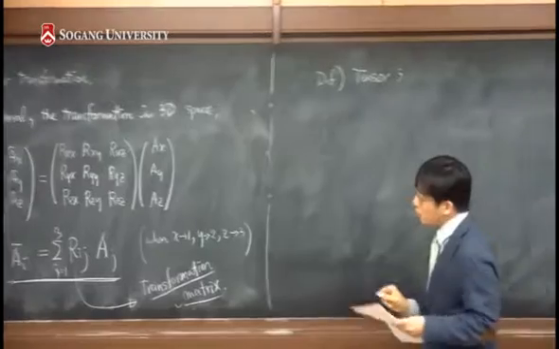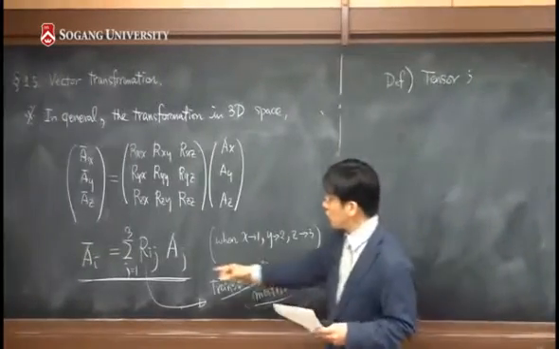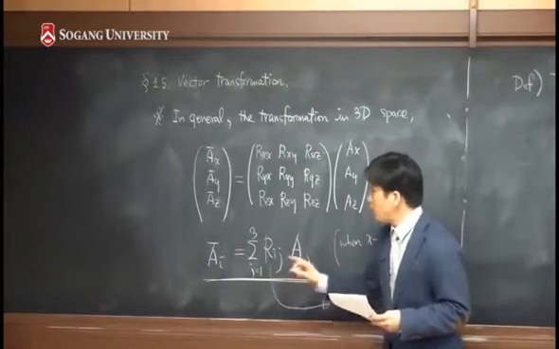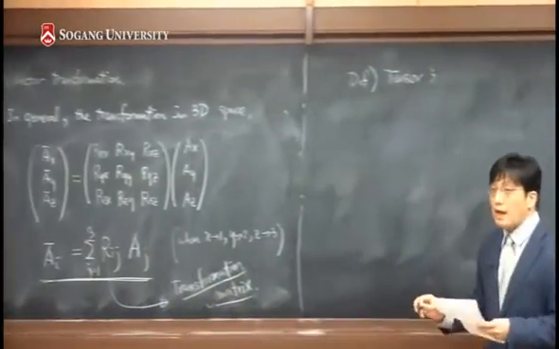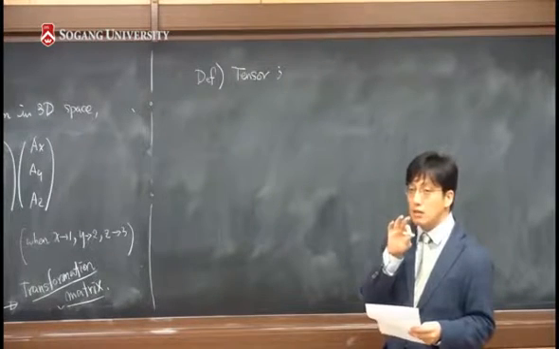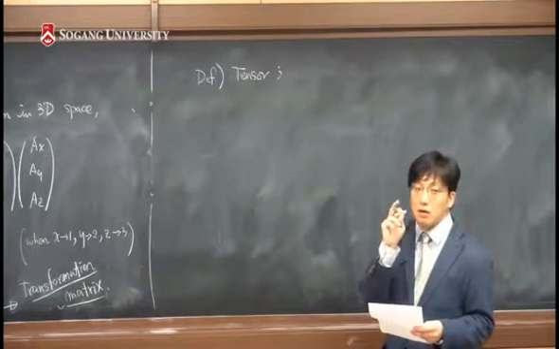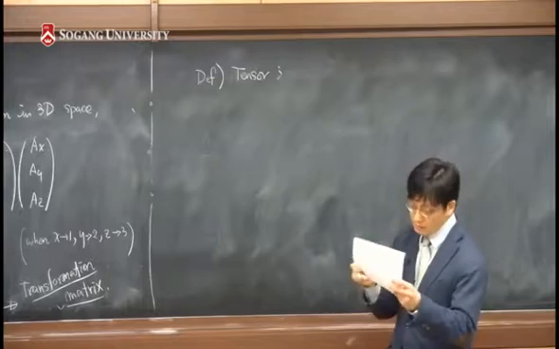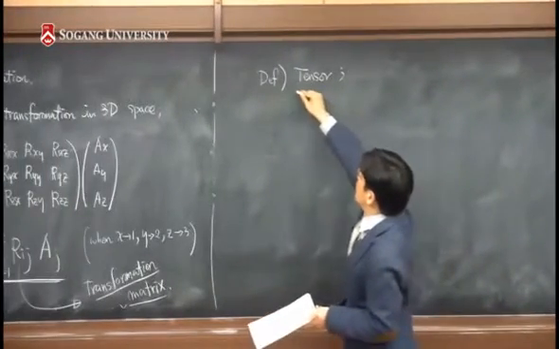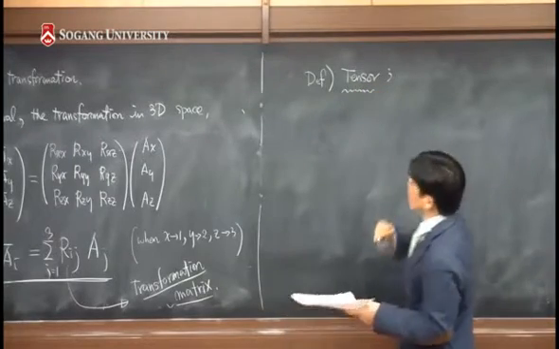Okay? So for the case of a transformation matrix in a three-dimensional space, they only have two indexes. Each index can have a value, either x, y, z, or sometimes you write it as 1, 2, or 3. But for the case of an object, we call it a tensor.